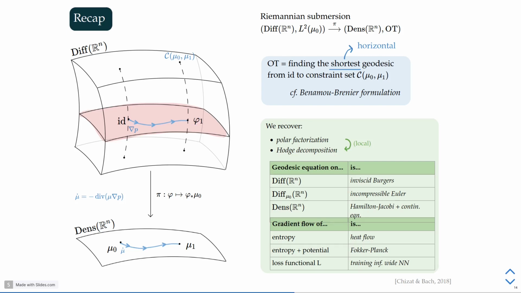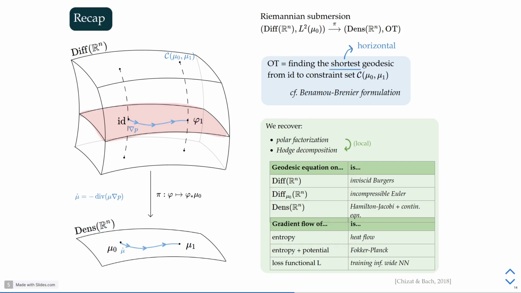This framework encompasses a few results. We have the polar factorization of diffeomorphisms. We have the Hodge decomposition of vector fields, which is just a local version of the polar factorization. If we look at the geodesic equation on the diffeomorphism group, we have the inviscid Burgers equation. If we constrain it to volume-preserving diffeomorphisms, we have the incompressible Euler equation. And the geodesic equation on the densities is the Hamilton-Jacobi equation with the continuity equation.